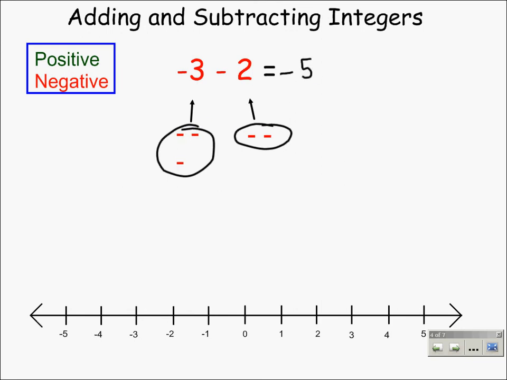resulting in negative 5. If we wanted to solve this on our number line, we would start with our first number, negative 3, and we would go to the left. Remember that going to the left represents subtracting or our negative values. We would move to the left 2, ending again at negative 5, which is our solution.